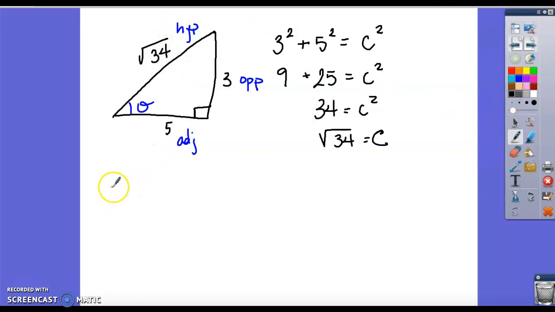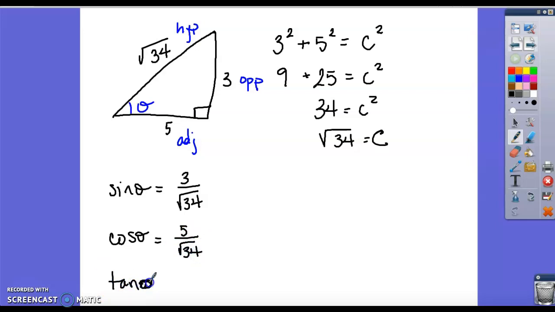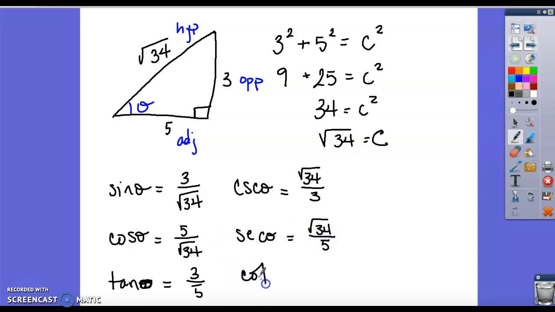So if I'm writing my trig functions, sine of theta is opposite over hypotenuse. Cosine of theta is adjacent over hypotenuse. And tangent of theta is opposite over adjacent. And then cosecant is just the inverse of sine. Secant is the inverse of cosine, and cotangent is the inverse of tangent.